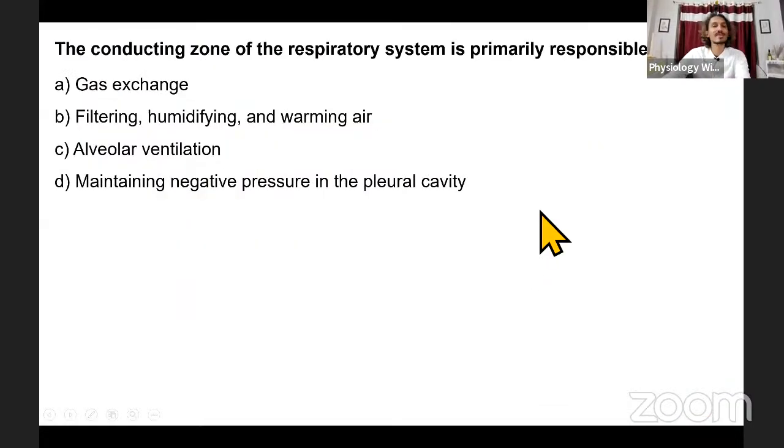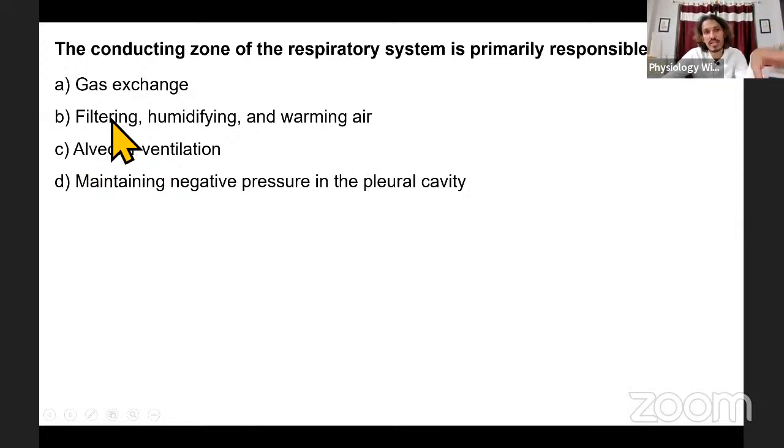So just take a look at some of these questions. The conducting zone of the respiratory system is primarily responsible for... So you know that it is not responsible for gas exchange. The first answer is not it. Will it be involved in alveolar ventilation? Because the alveolus is in the 23rd segment, it's not really something to do with alveolar ventilation. Maintaining negative pressure in the pleural cavity, we haven't even talked about that. Okay. So of the lot, filtering, humidifying, warming air.